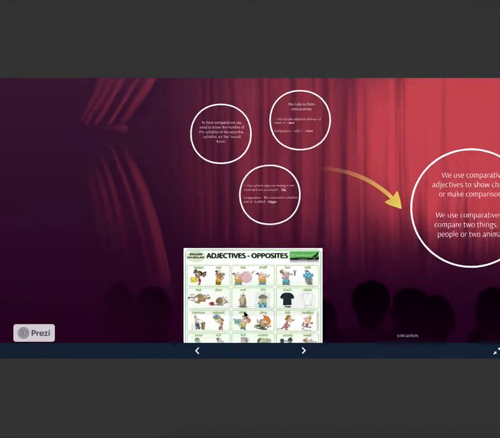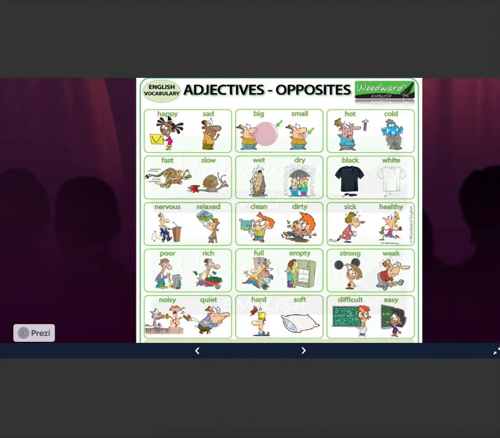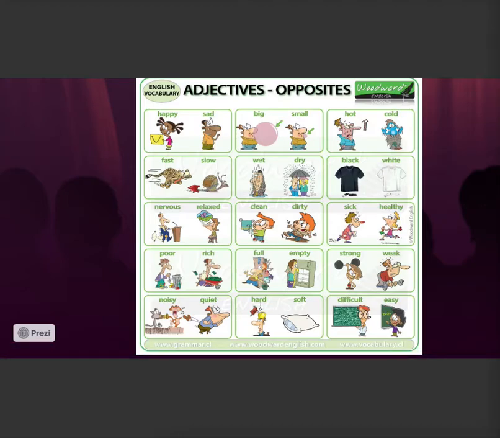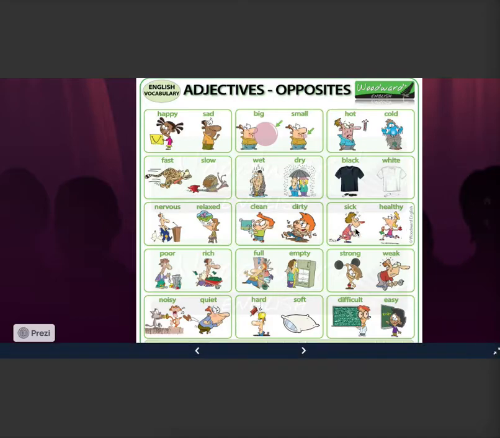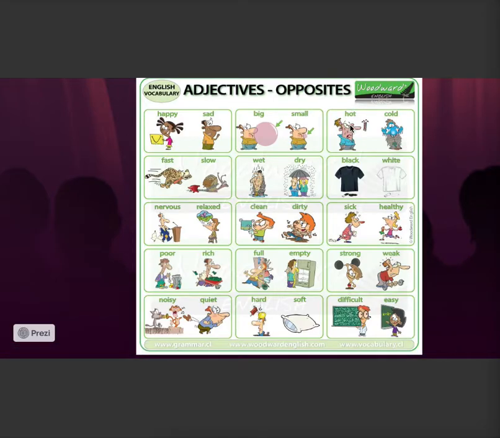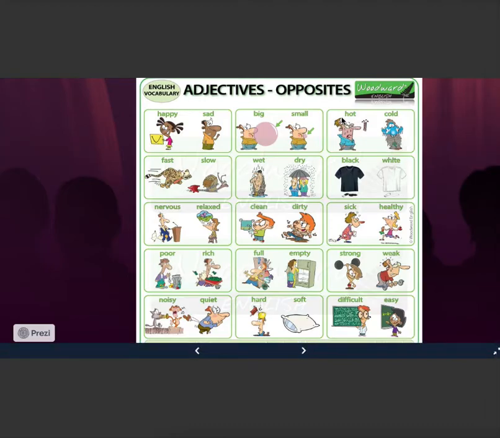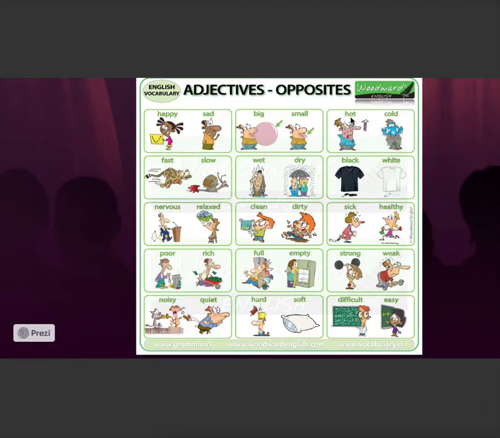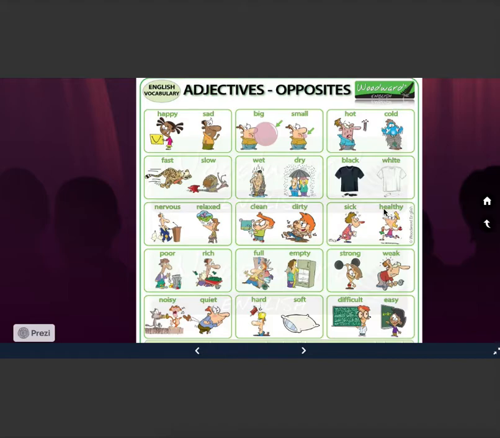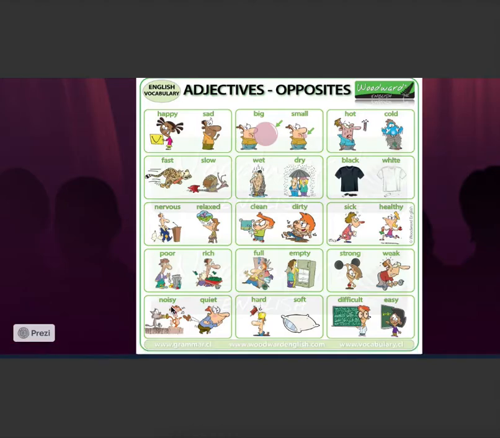So for example, happy. How many syllables do you have in happy? Happy. 2. 2. Very good. How many syllables do you have in hot? Hot. 1. 1. Very good. Hot. How many syllables do you have in healthy? Healthy. 2. 2. Very good, Nico. You are flying today. How many syllables do you have in noisy? 2. 2. Noisy. Very good.